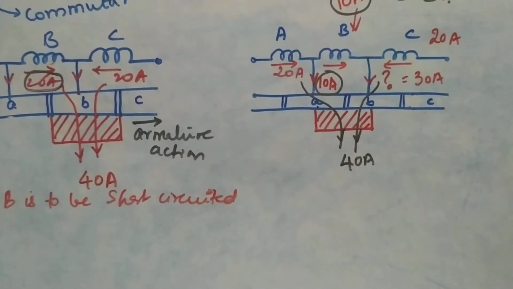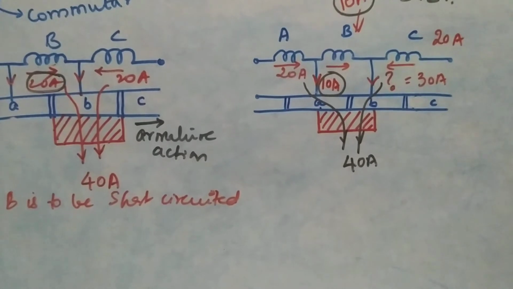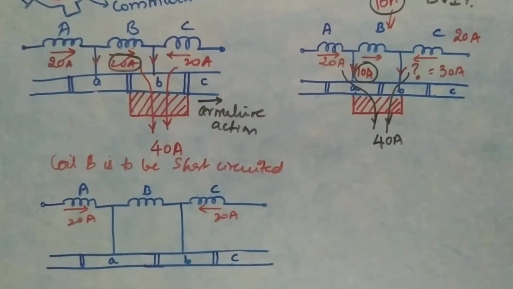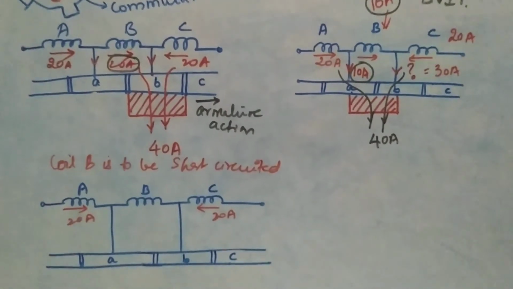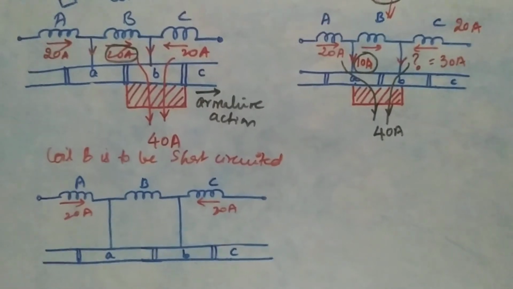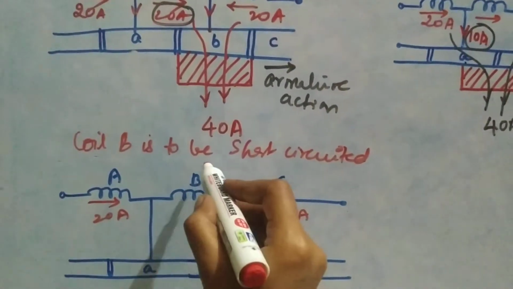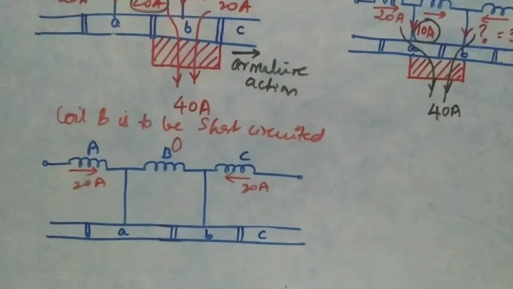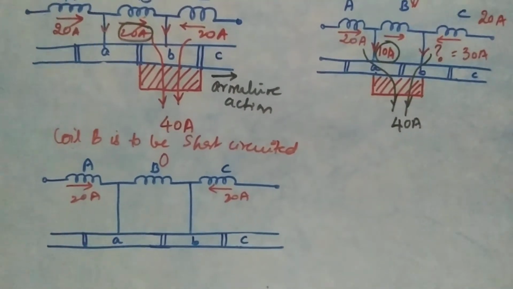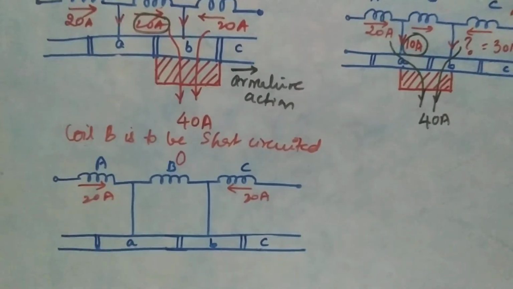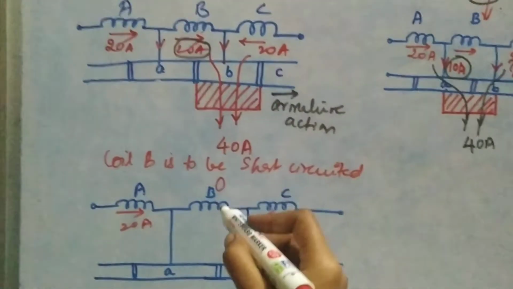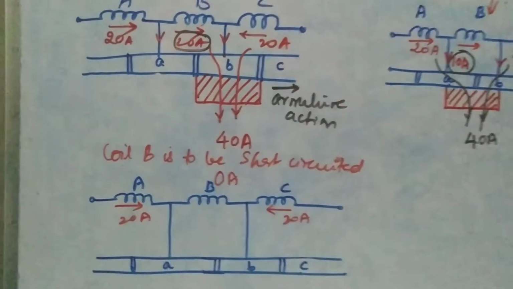Now when the coil is in the middle of its short circuit period, what is going to take place? When coil B is in the middle of its short circuit period, you will find that the current in the coil is getting reduced to 0. So when it enters the middle of the short circuit period, this 10 amperes is suddenly reduced to 0 amperes.